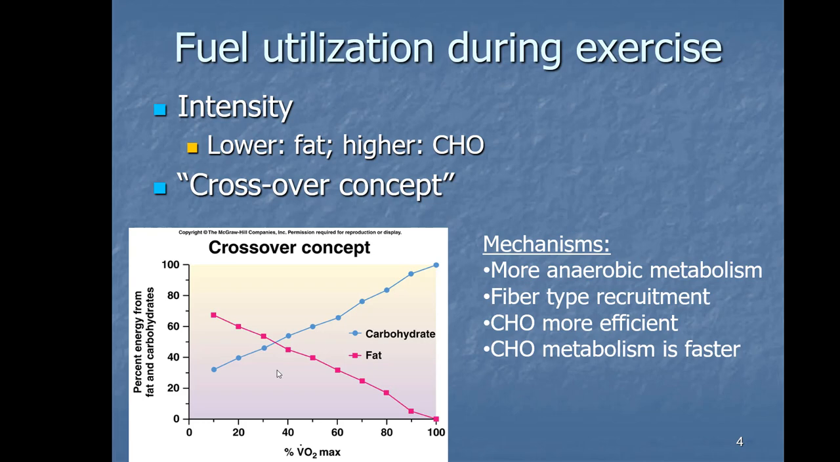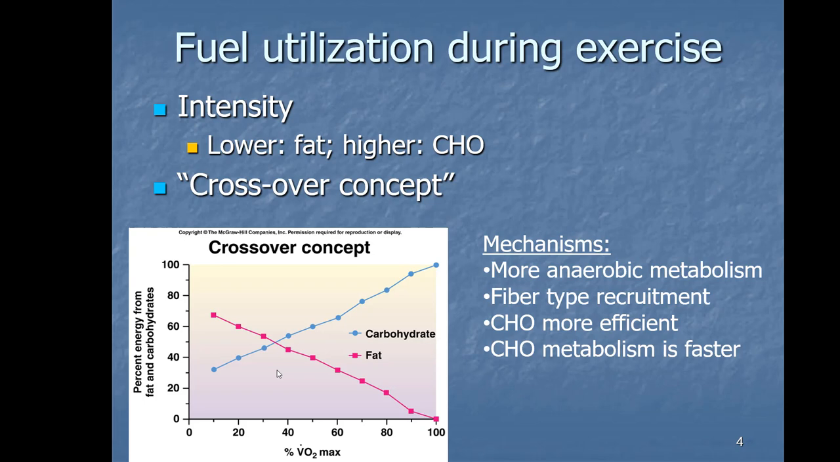Mechanisms for this include, as intensity goes up, more anaerobic metabolism, and we know that we cannot use fat anaerobically, but we can use carbohydrate anaerobically. Another is fiber type recruitment. Muscle fibers, generally speaking, come in two major types, fast versus slow. As intensity goes up, you do tend to utilize more fast muscle fibers, which have a better ability to undergo anaerobic metabolism and thus use carbohydrate.